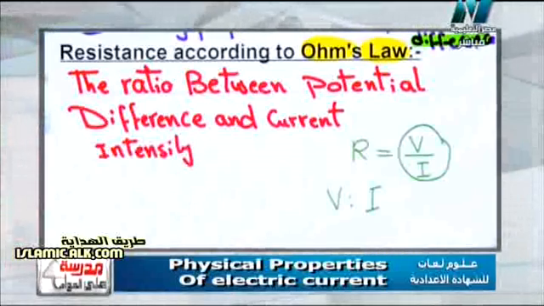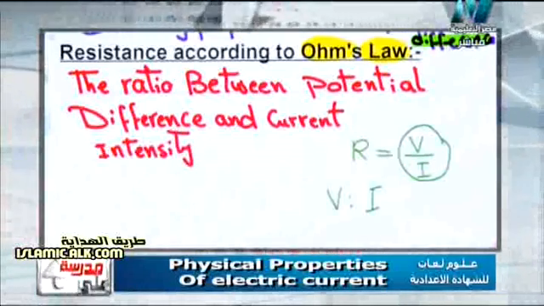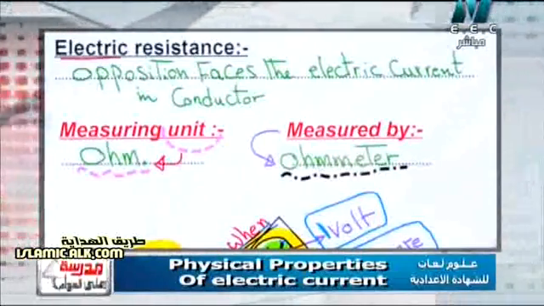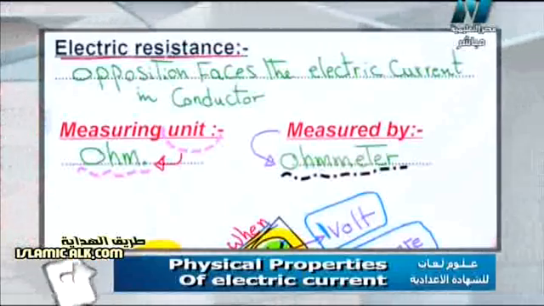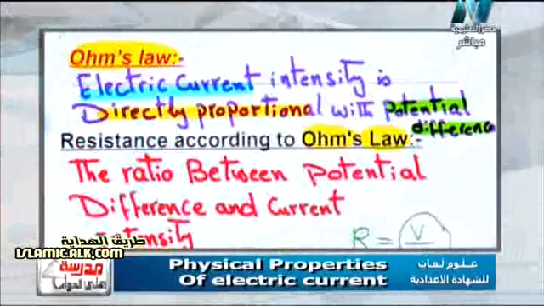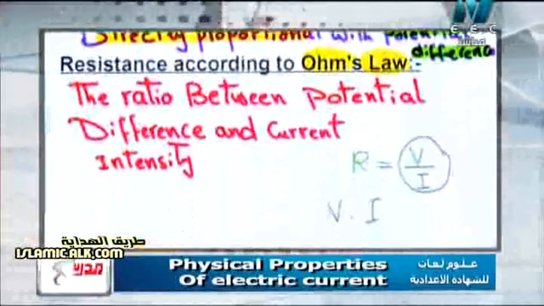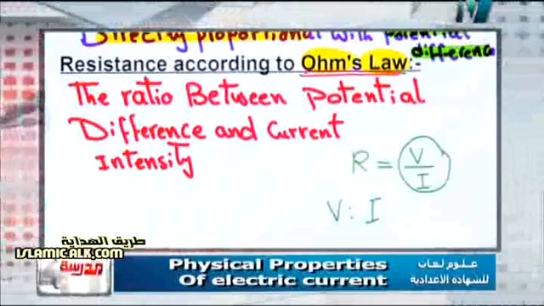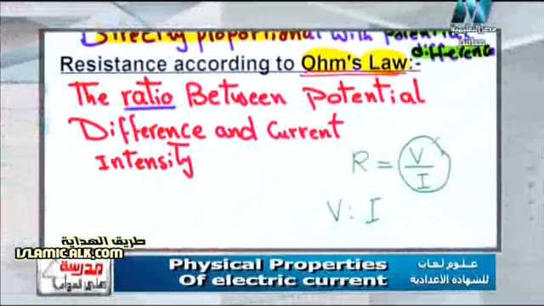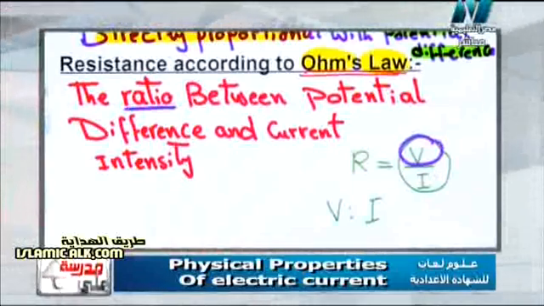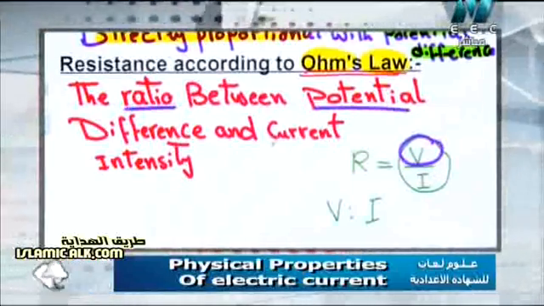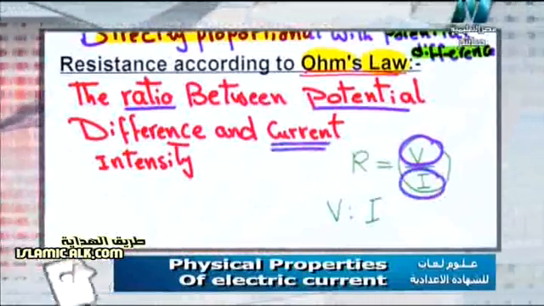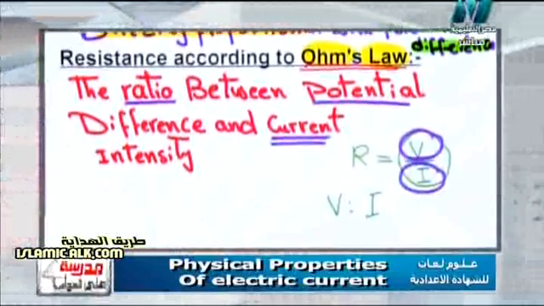So we have two definitions now of electric resistance. One is the opposition faced by the electric current in a conductor, and number two, according to Ohm's law, it is the ratio between the potential difference and the electric current intensity, as you see here from the magic triangle, or the mathematical law of the electric resistance.